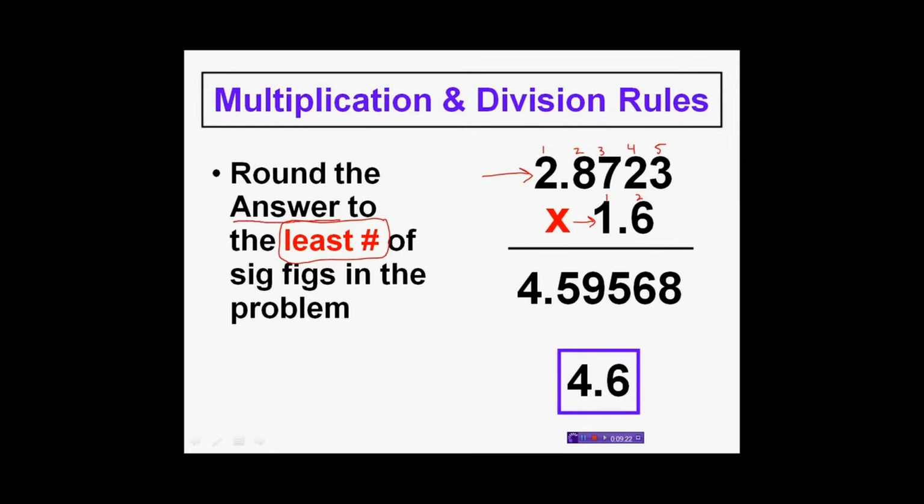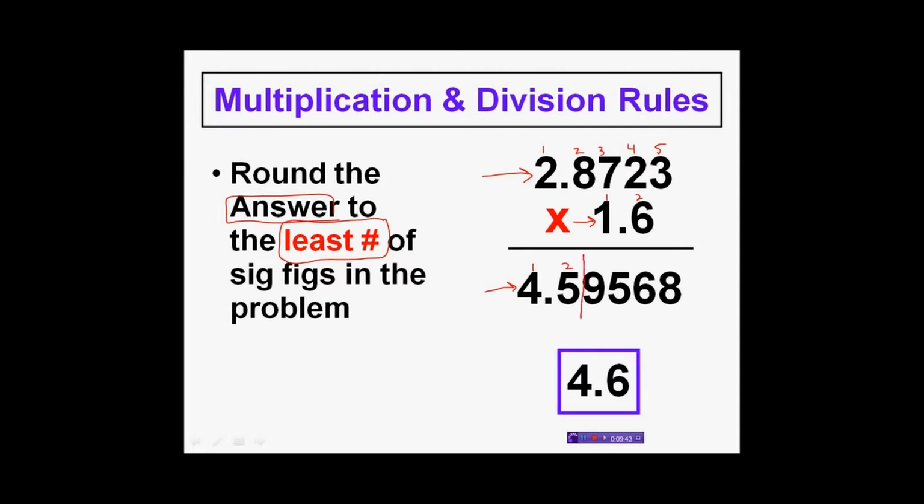Your answer is going to have the same number of sig figs as the least number of sig figs in the problem. I have 5 sig figs and 2 sig figs. Therefore, my answer needs to have 2 sig figs. Decimal place, going this way. I'm rounding to the second place. 1, 2.